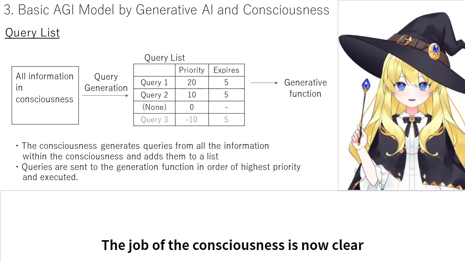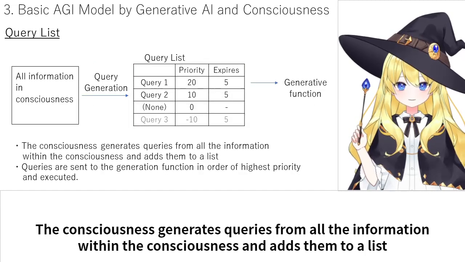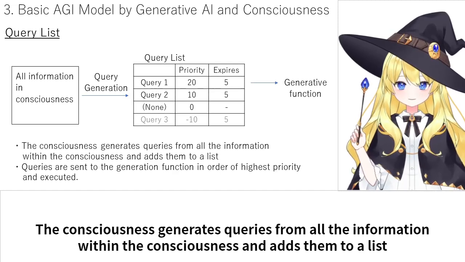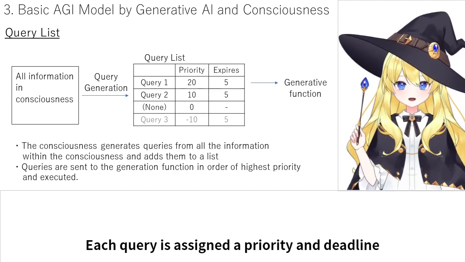The job of the consciousness is now clear. The consciousness generates queries from all the information within the consciousness and adds them to a list. Each query is assigned a priority and deadline.